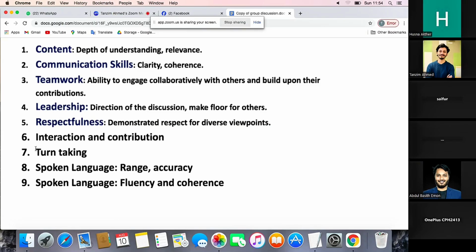You just want to speak only from your side, right? But turn taking two times, three times is okay, but not more than that. Spoken language: range, accuracy, fluency, and coherence.